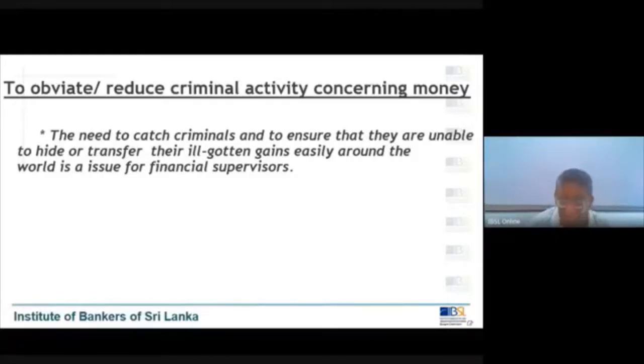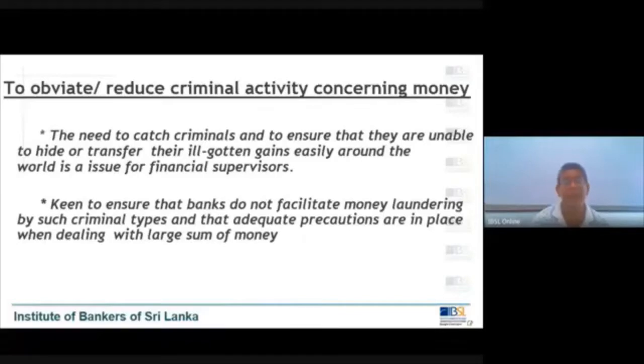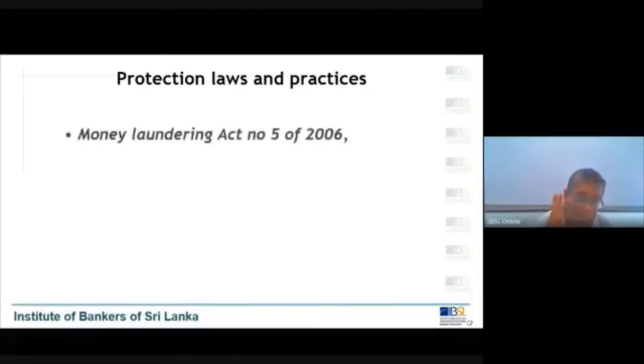So rules and regulations are there to protect banks, so that customers do not use the banking system for ill-gotten gains. Now let's look at what laws and rules and regulations are available in Sri Lanka to prevent the use of banks for unlawful activities.